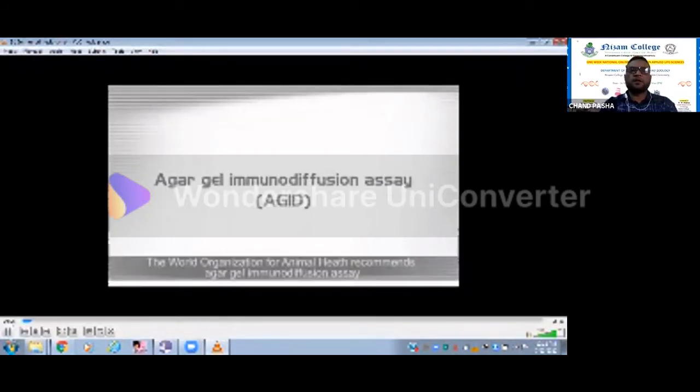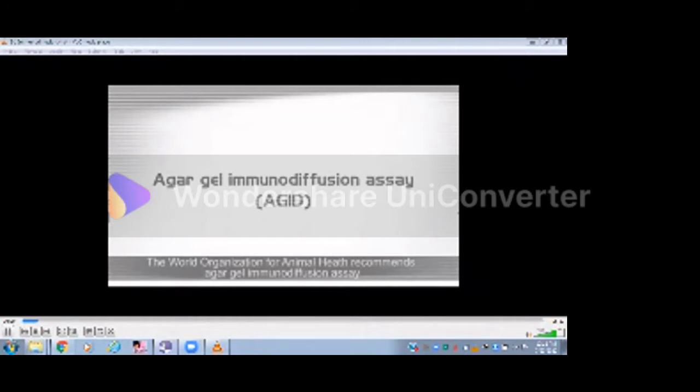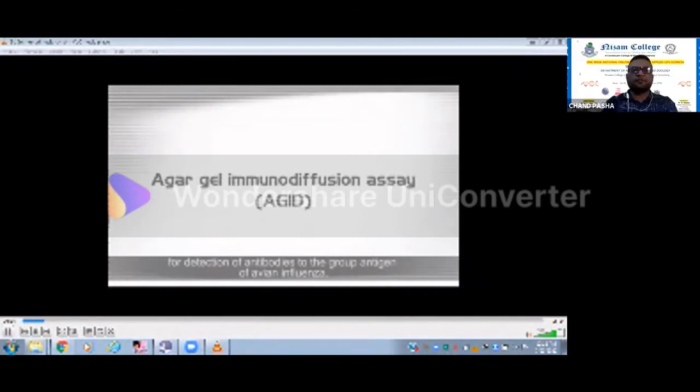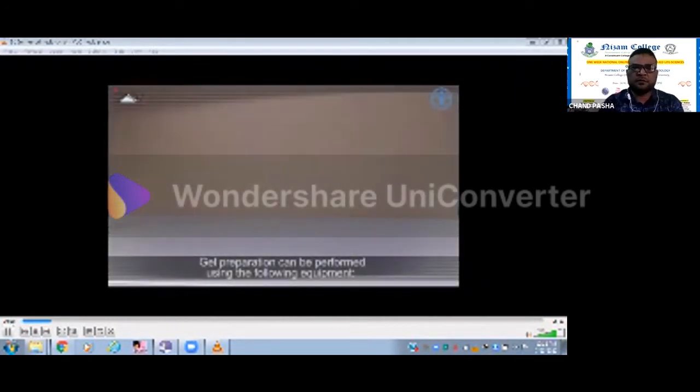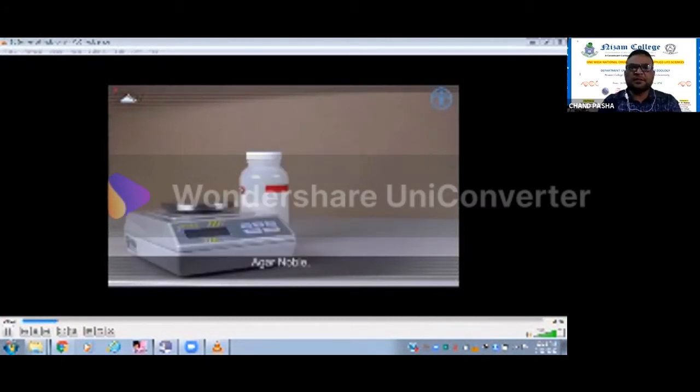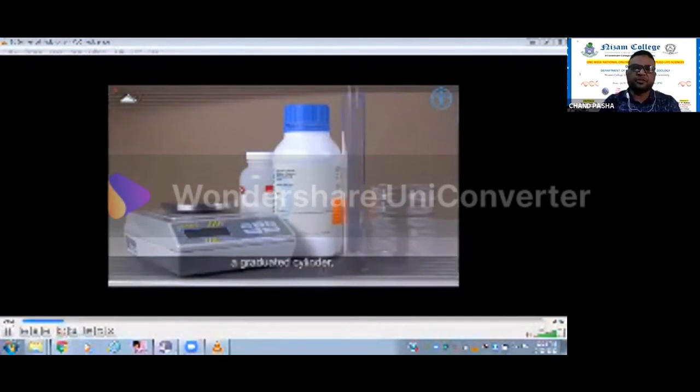This is the agar gel immunodiffusion assay. Here the experiment is to detect antibodies of influenza. The items required are agar, a balance, normal saline, NaCl, Petri plates and a measuring jar. So what we need to do.